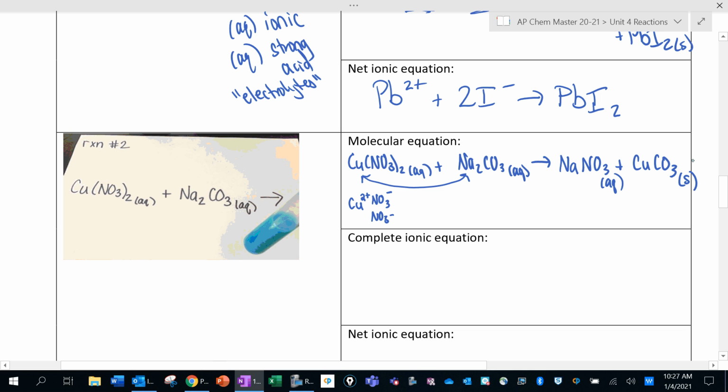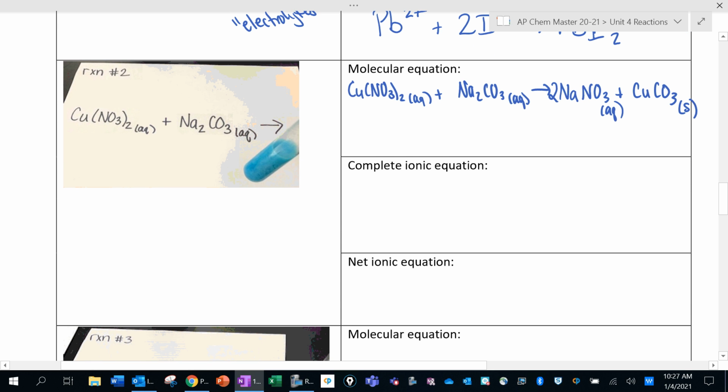And then I'm going to go through and balance. So let me erase this so it looks neater. I'm going to balance it. Notice I have 2 nitrates over here and only 1 over here. So I'm going to put a 2. And then I'm all balanced. Cool. Okay, the complete ionic equation.